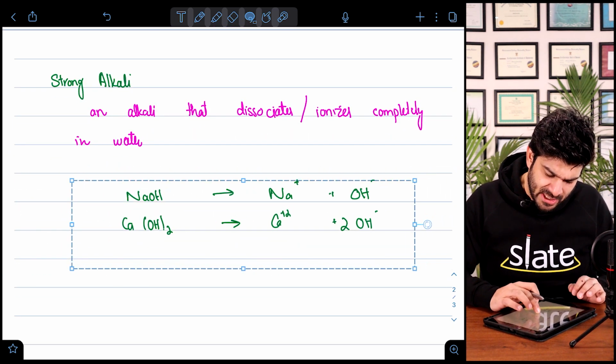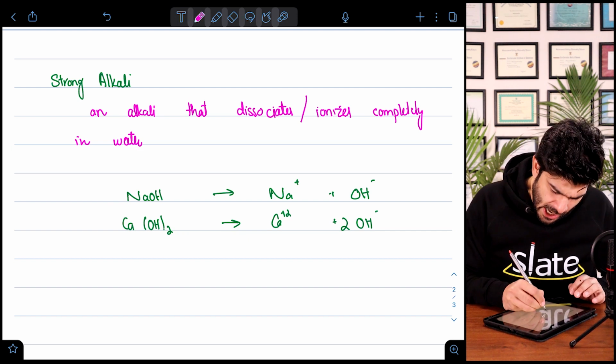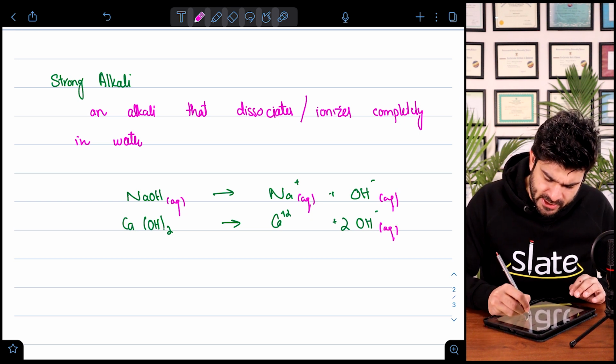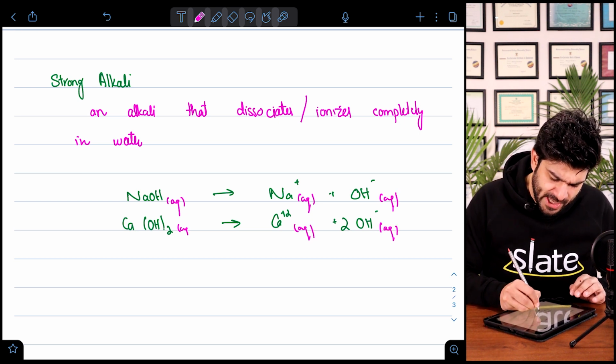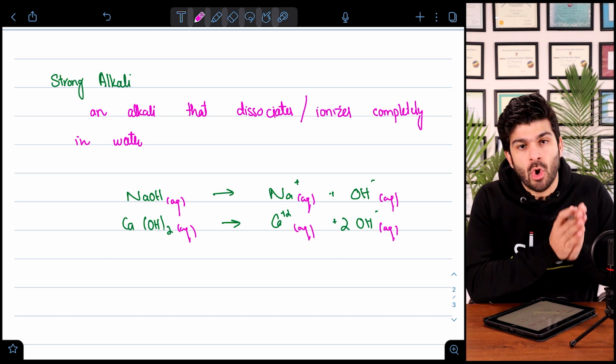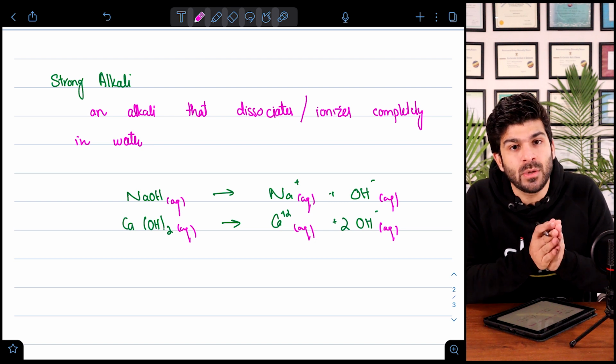You can look at these examples: sodium hydroxide is an alkali. I put that in aqueous medium, and we get ions. Likewise, calcium hydroxide is an alkali. It's the same thing. So that is what you need to know about alkalis. Strong alkalis dissociate completely in water.